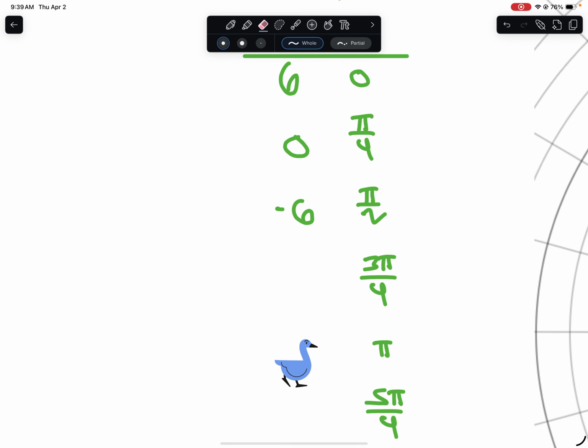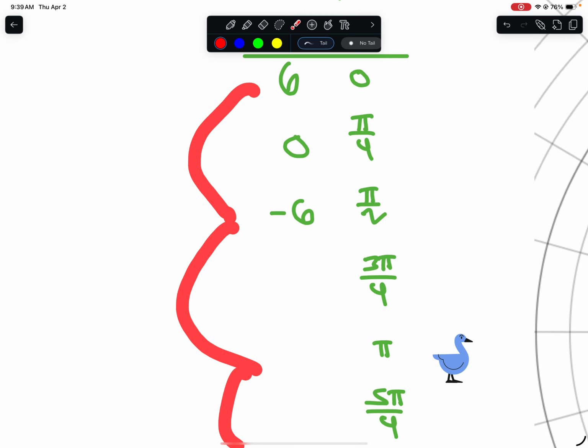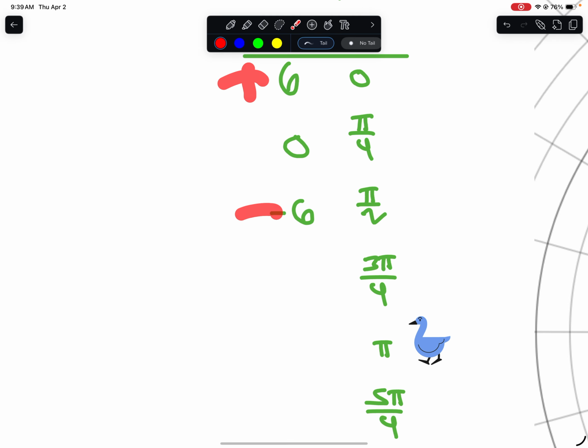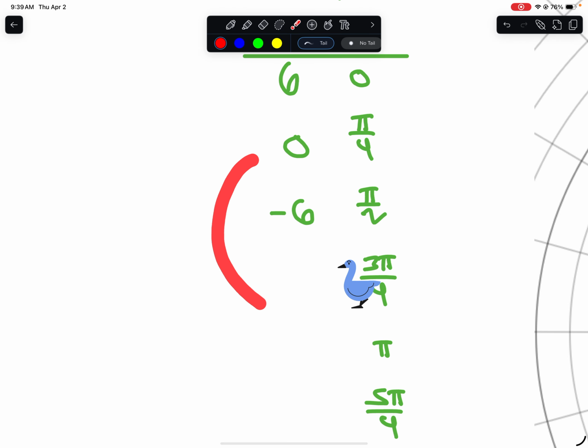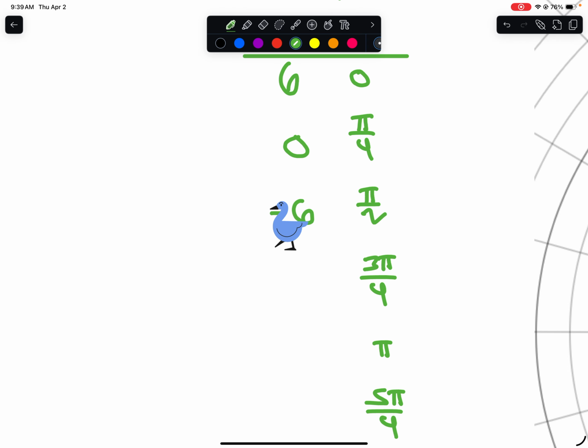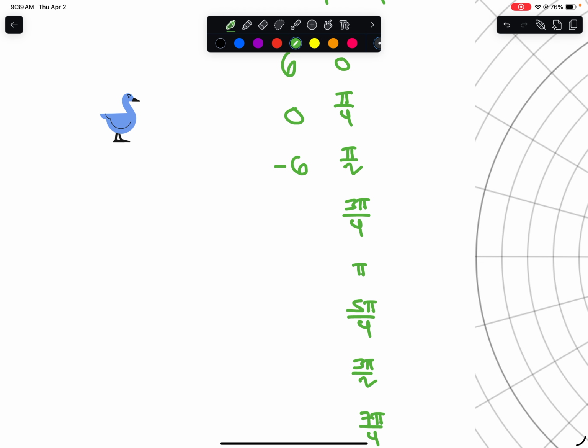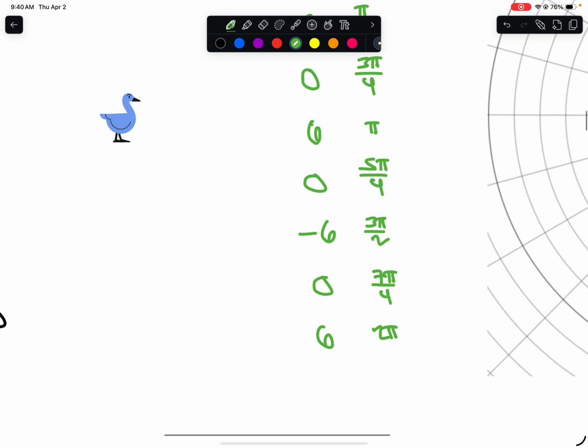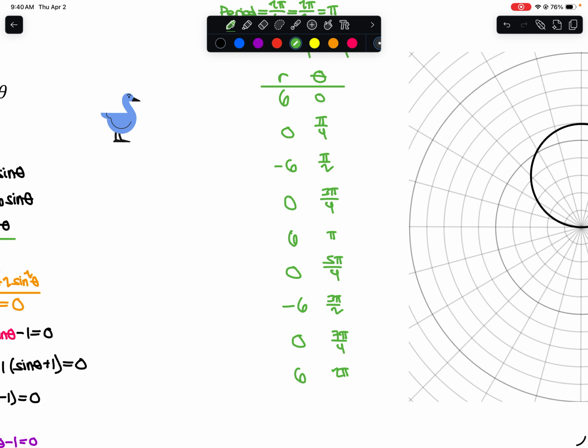Now what's going to happen is your pattern is going to continue. Every other value is going to be a 6, but the signs are going to alternate. And then every other value is going to be your zeros. So if I just continue that pattern, it's going to be 0, +6, 0, -6, 0, and then back to +6. So every other value is going to be the length of the petal, and then the signs are going to alternate, and then every other value that's not the length of the petal is going to be 0.